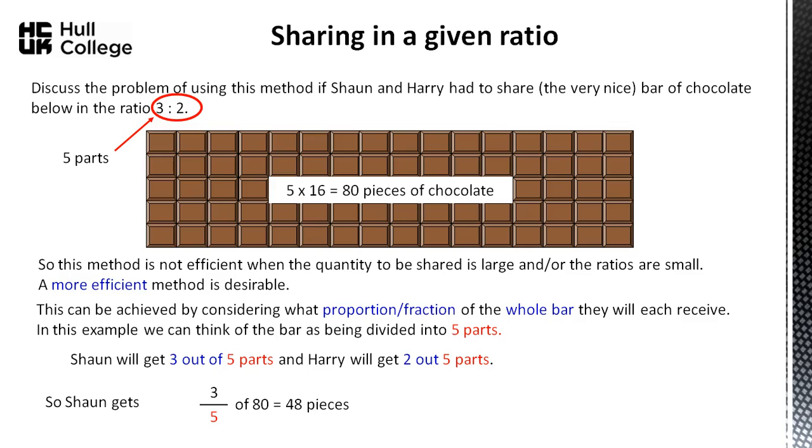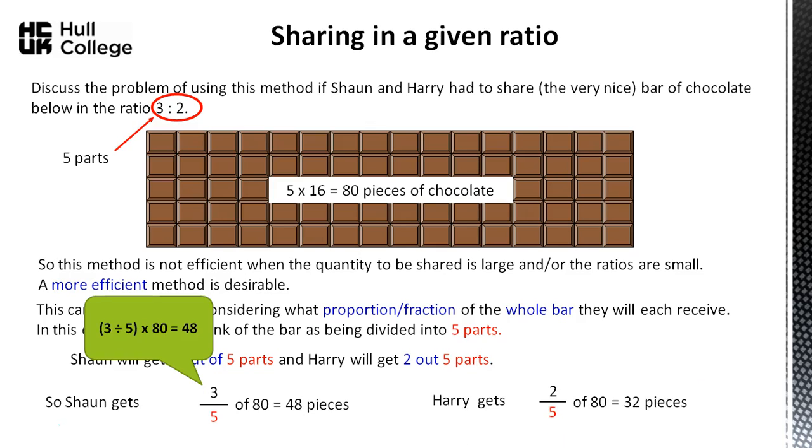So Sean gets 3 divided by 5 of 80, 3/5 of 80, which gives you 48 pieces. To calculate this, 3 divided by 5, press enter, then multiply your answer by 80. That gives you the final answer of 48.